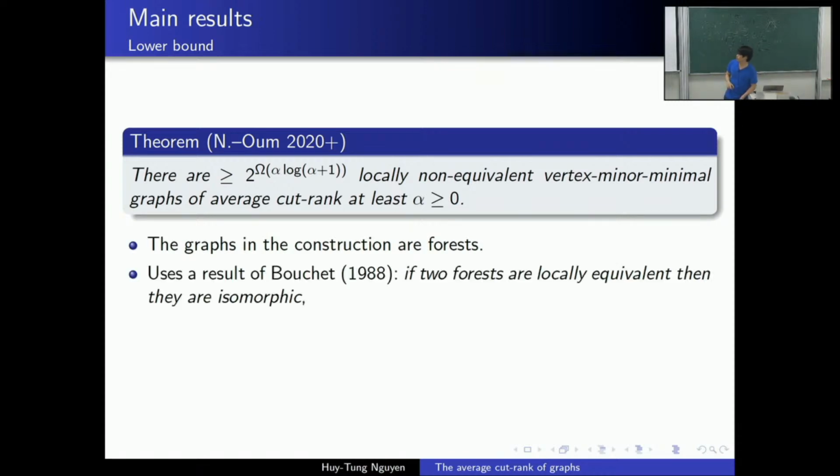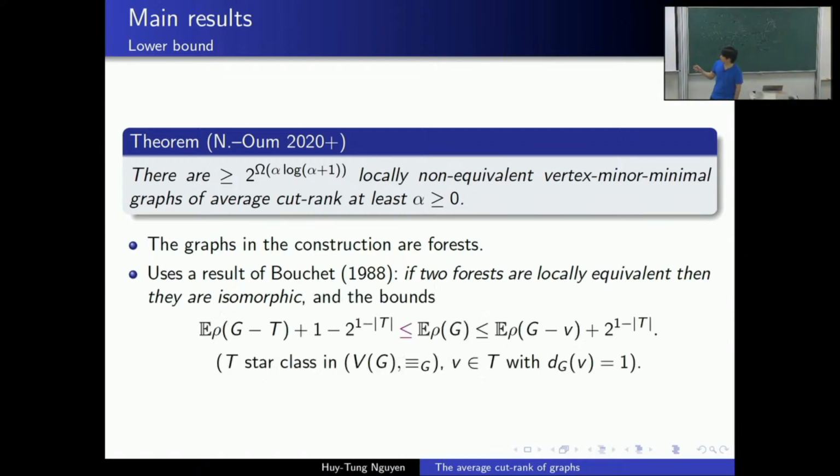And we used a result of Boucher in 1988, saying that if two forests are locally equivalent, then they are isomorphic. And the bounds that I mentioned earlier, where T is a star class and this bound. Okay. This is somehow expected because we can always find at least two star classes in a forest, right? Because there are always at least two vertices of degree 1, which don't have a neighbor in common.